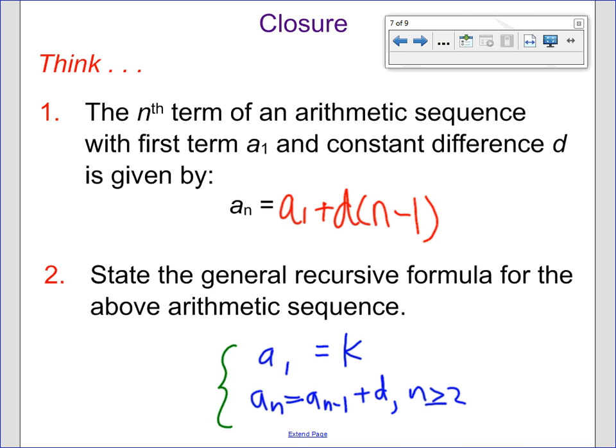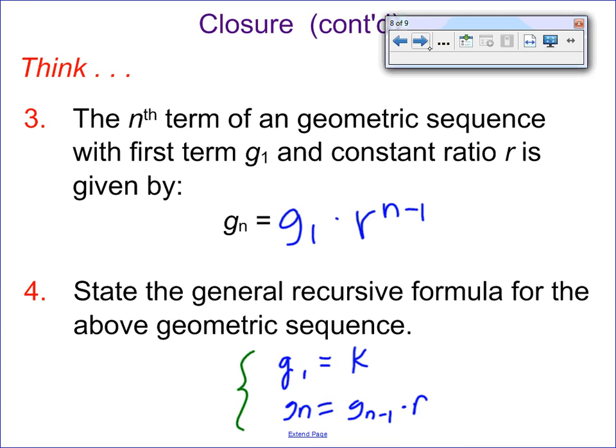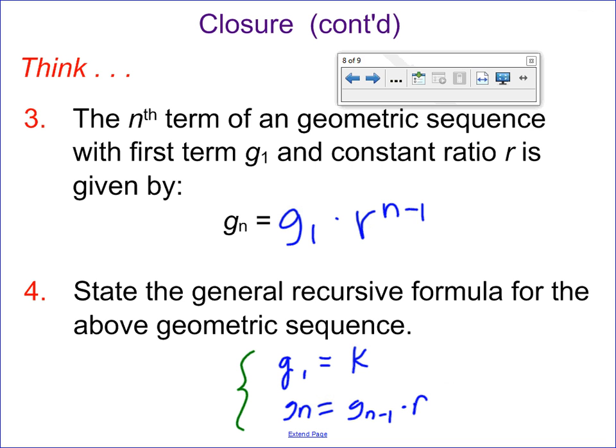That's awesome work. Geometric: we're not adding a constant difference between successive terms, we're multiplying by some constant ratio between successive terms. So g sub 1 is my first term, and then I multiply it by that constant multiplier, r, to the n minus 1 to account for that first term. Nice job, you guys. Raise your hand if you got number 3.